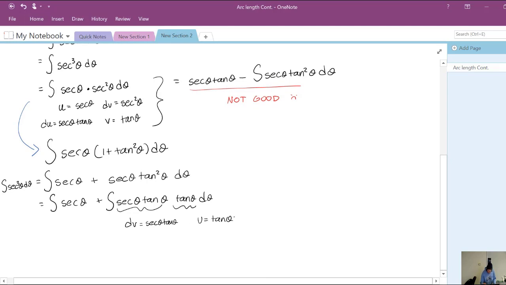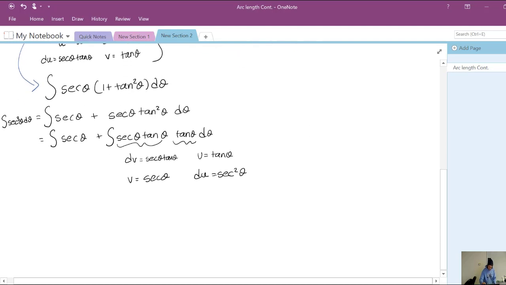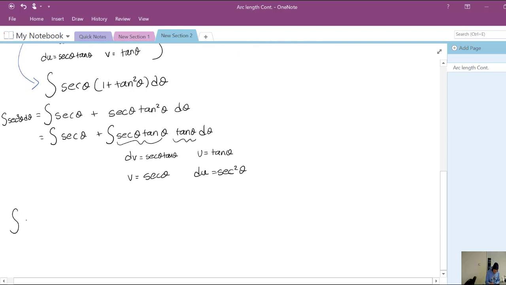So what's the integral of secant tangent? Secant. And then what's the derivative of tangent? Right, secant squared theta. So we have that our original integral, secant cubed theta d theta, has to equal secant theta plus, and then this whole integral becomes uv.